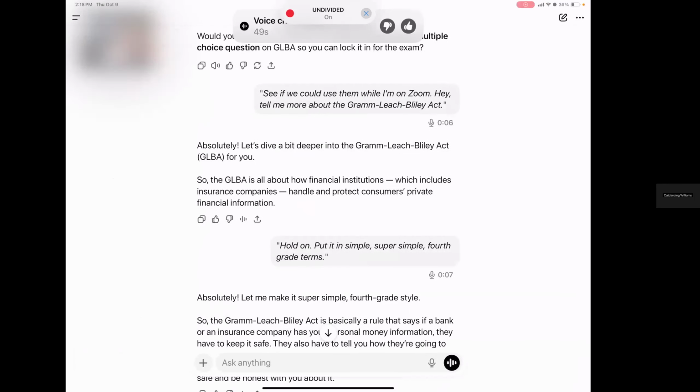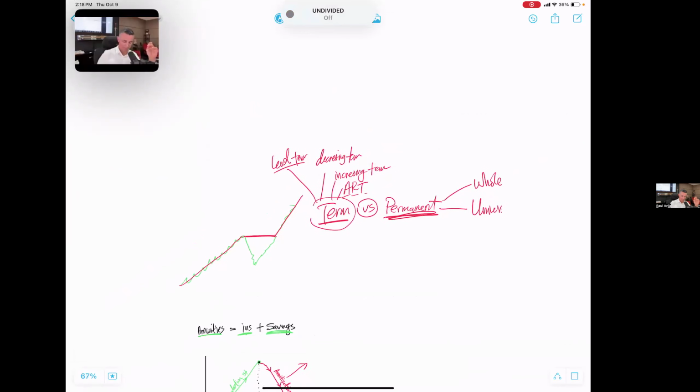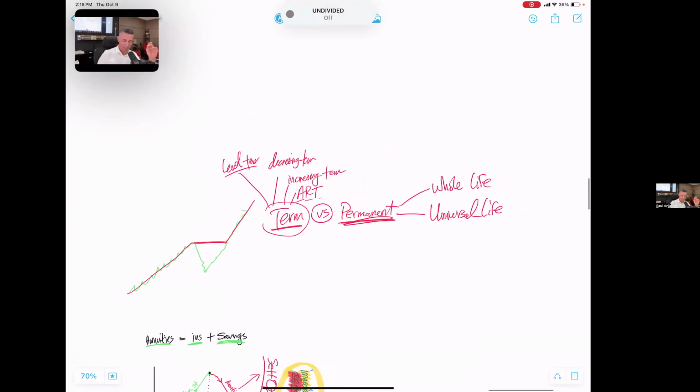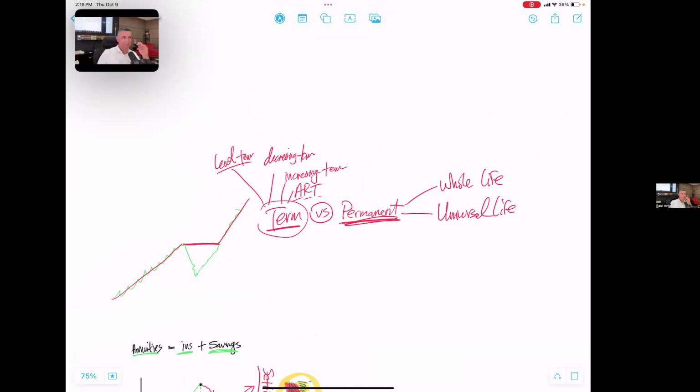So basically like HIPAA. Yeah, kind of like HIPAA. HIPAA has other purposes, but that's on the test too, actually. HIPAA's on the test.